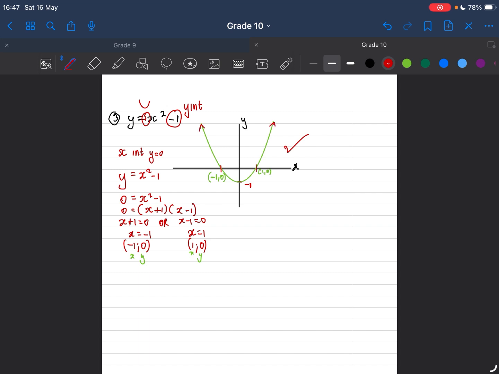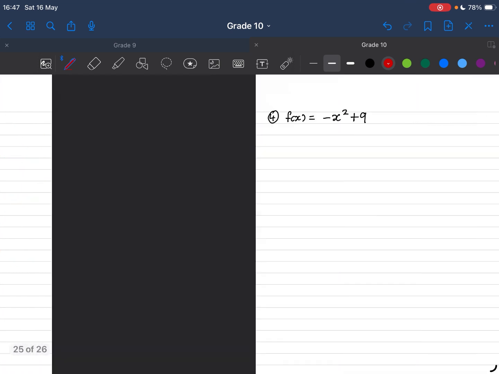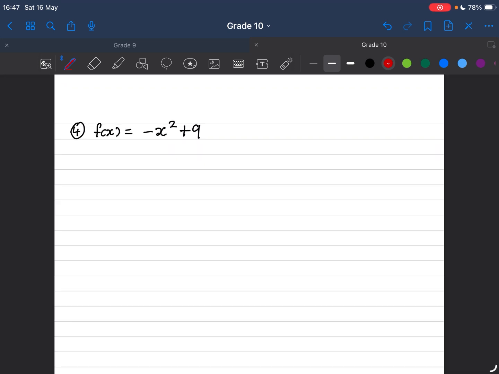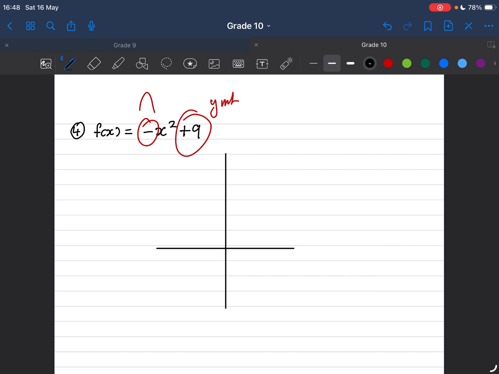You can just draw a little arrow on those to show that the graph is continuing. For the next one, definitely pause the video and try this. But anyway, first thing we notice: sad face and y-intercept. Let's put our axes into place. Starting with the y-intercept, we should get a positive 9 somewhere there. Drawing a sad face would look like this. So there's our sad face there.